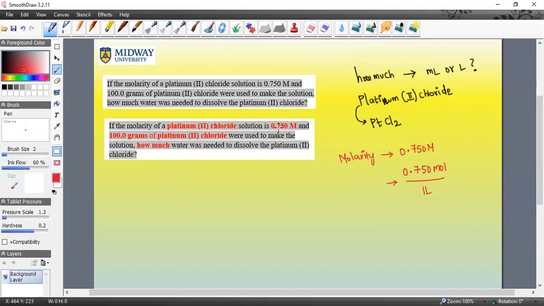If the molarity of the solution is this, and then 100 grams were used to make the solution, how much water was needed? Now, this is a tricky problem. Like I said, these are all setting up to do the problem. Again, if you speak to a different person, they may have a completely different take on how to solve it. But here's how I'm going to do it, right?